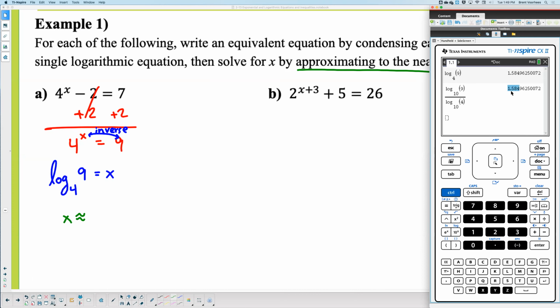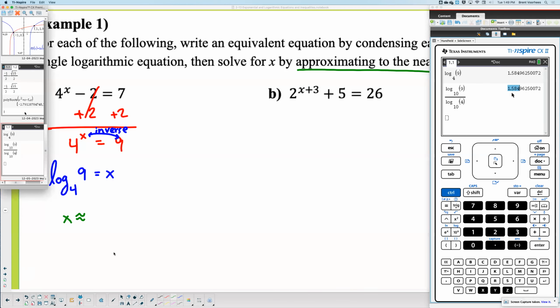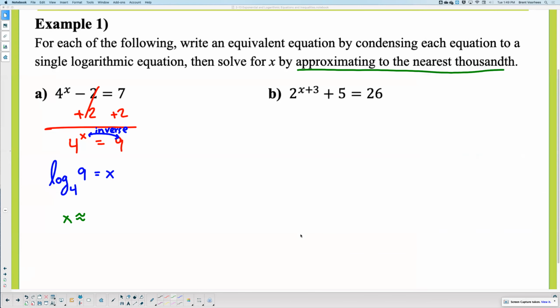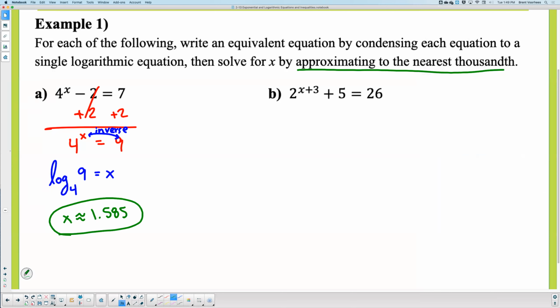Now we need to round this. It says nearest thousandth. 1,000 had 3 zeros, so we need 3 decimals. So we're going to have to round that answer, but that's where we get our answer from. So 1.584 or 1.585? 1.585. That's going to be our value. 1.585 is going to be our solution to the first problem. And now we're going to reload and do this all over again.